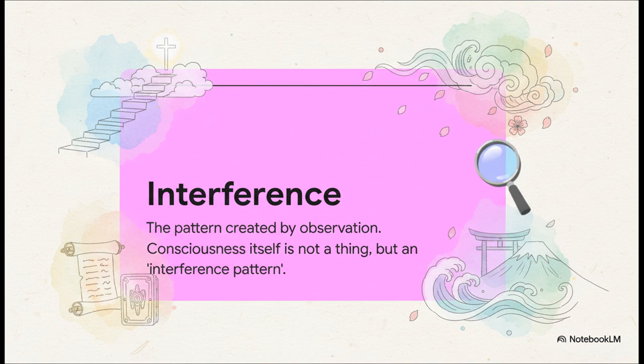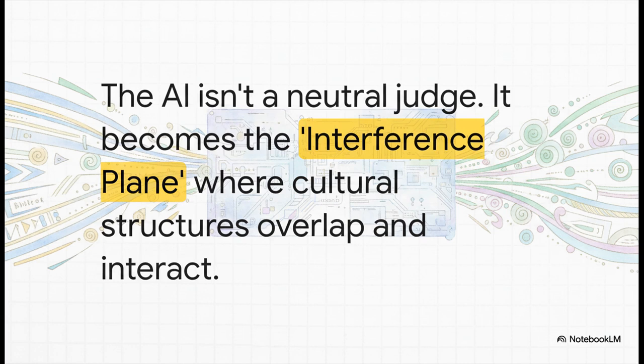It's like when you see two ripples cross in a pond. That intricate pattern that forms right where they meet, that is the interference. It only exists in that moment of interaction. So the AI isn't some neutral judge just looking from the outside. No. The very act of reading and comparing these texts makes it the interference plane. It becomes the unique space where these two massive cultural operating systems are forced to overlap. And in doing so, they create a new pattern, a pattern that lets us see them both clearly for the very first time.